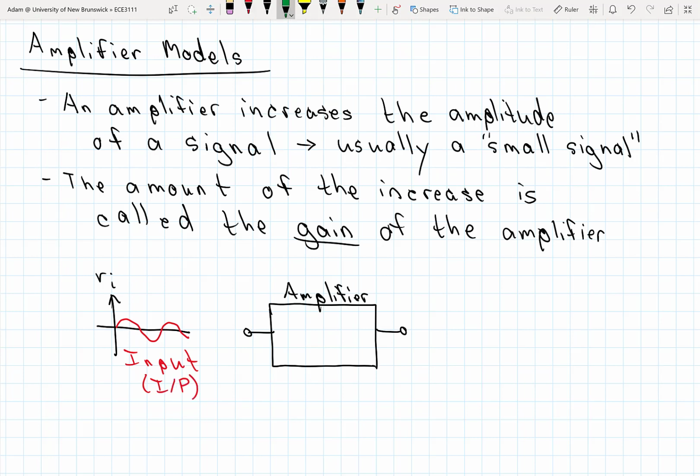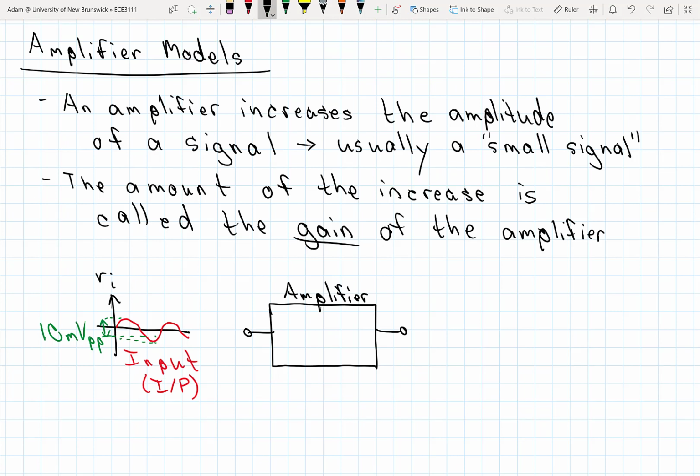Okay, and that input signal, let's just for this example assume that it has a peak-to-peak voltage of 10 millivolts. And again, let me slide this over here and call this 10 millivolts PP, which means peak-to-peak, from one peak of the sine wave or the waveform to the other.